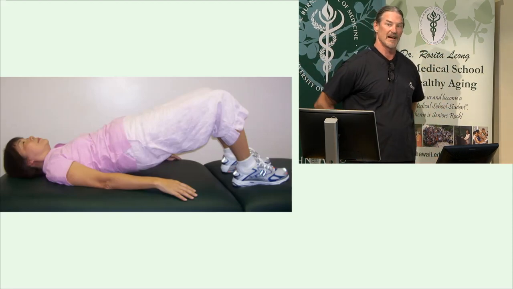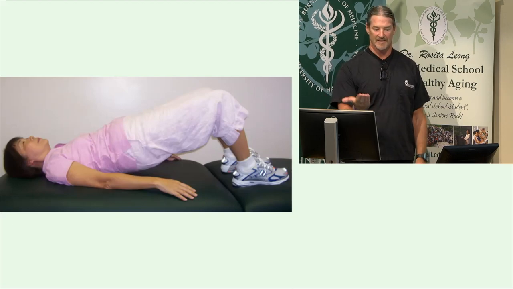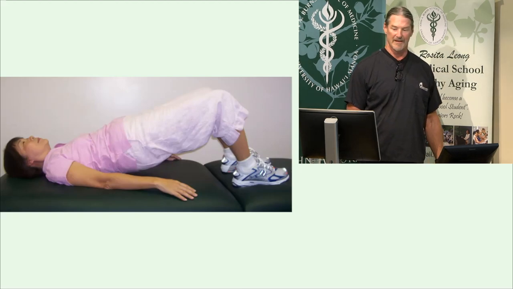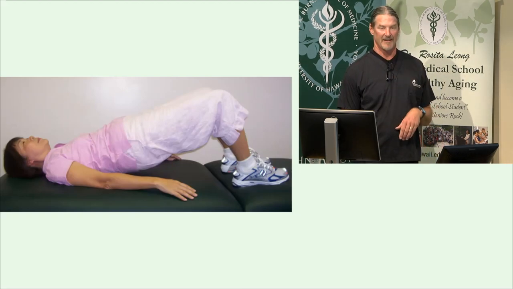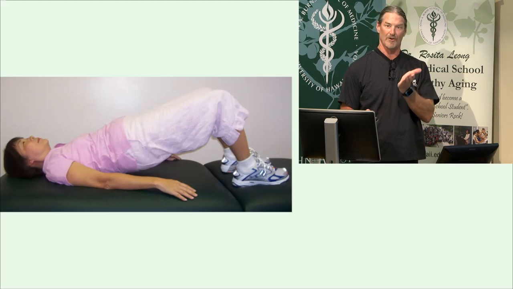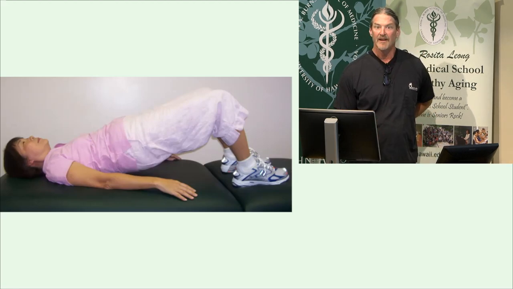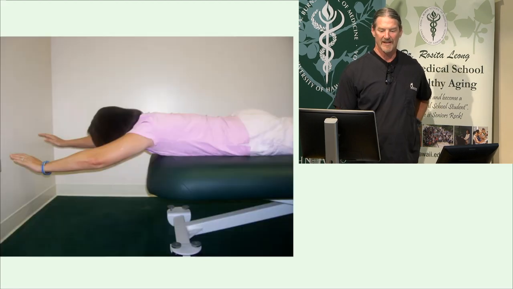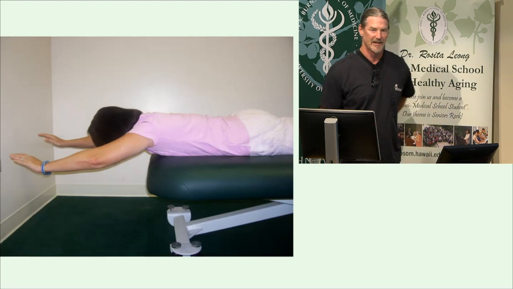Another example is your hip, so hip extension. The example here on the slide is a bridge. Basically you're lying down with your knees bent and you're lifting your hips up and bringing them back down. So you're really strengthening your hip extensors for that. This is one that you can try hanging off the edge of your bed.